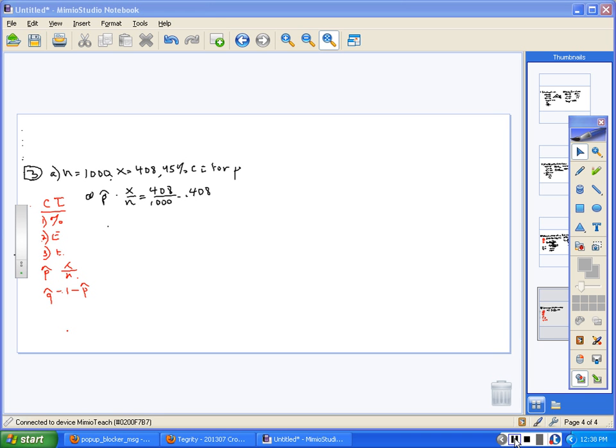Q hat is equal to 1 minus 0.408. Now it's working, which is equal to 0.592. Okay.